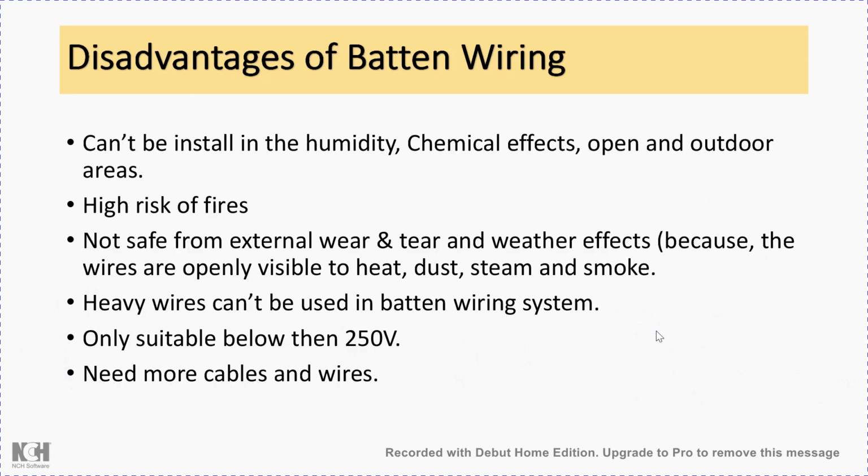Then disadvantages of batten wiring. So again there are some disadvantages here. It can't be installed in humidity, chemical effects, and open and outdoor areas. Okay, so they get affected due to humidity and chemical effects, as wood is, you can say, subjected to this type of environmental conditions. It is going to lose its strength and may expand, may contract, may get a little bit bent, if it is not seasoned properly and if it is not varnished properly.